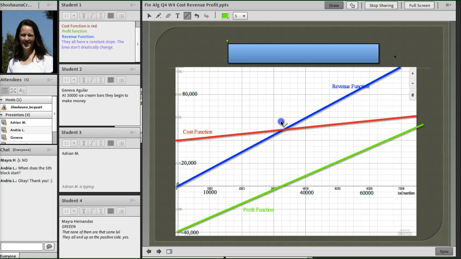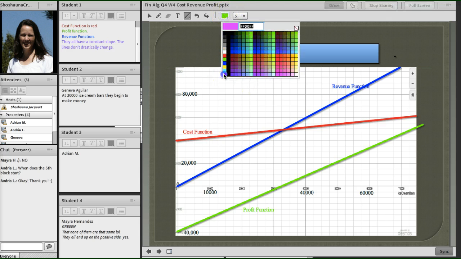Close enough. Oh, shoot. That's not even the color I want. How did I pick the color?